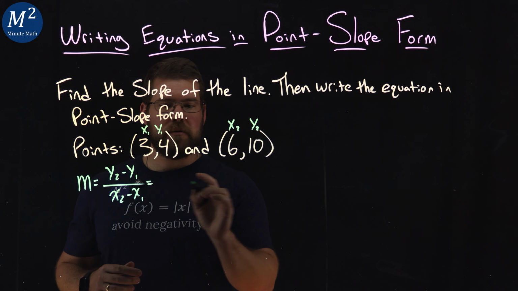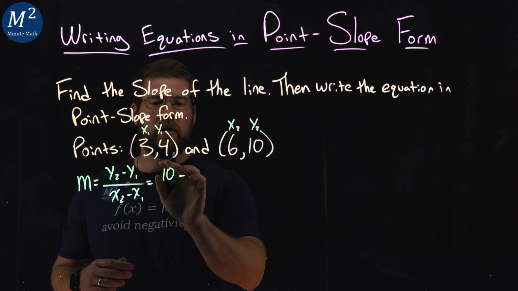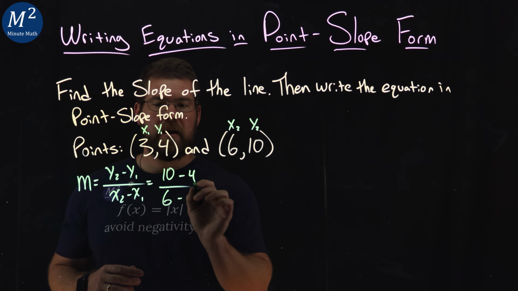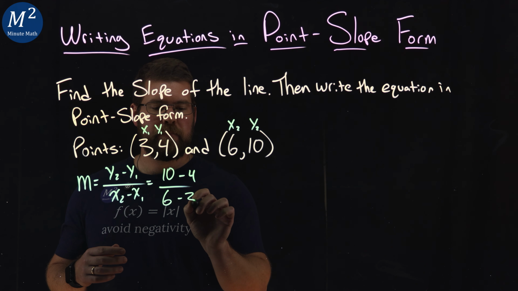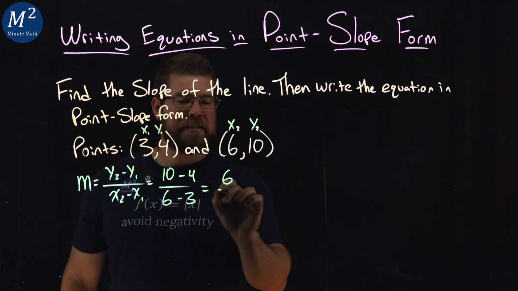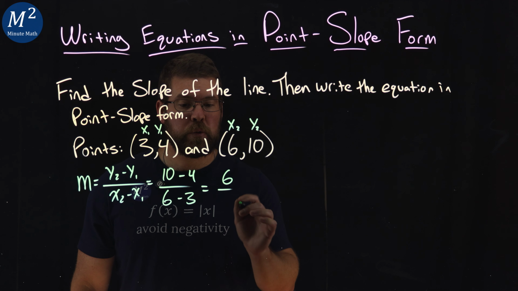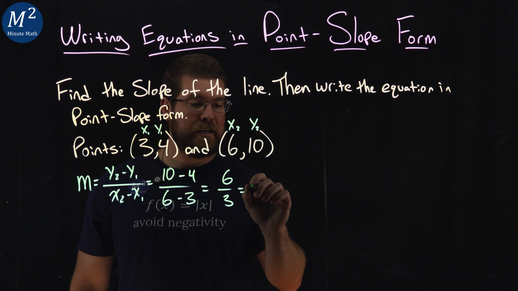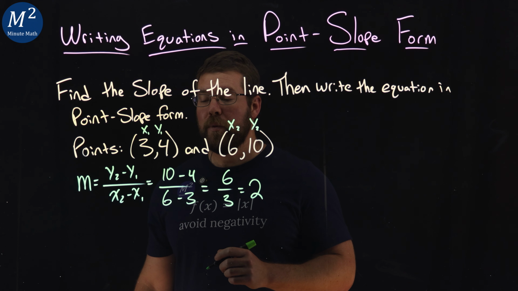All right, so y2, 10, minus y1, 4, over x2, 6, minus x1, 3. And now we simplify. 10 minus 4 is a 6, and a 6 minus a 3 is a 3. 6 over 3 is a 2. And so I have a slope of 2.